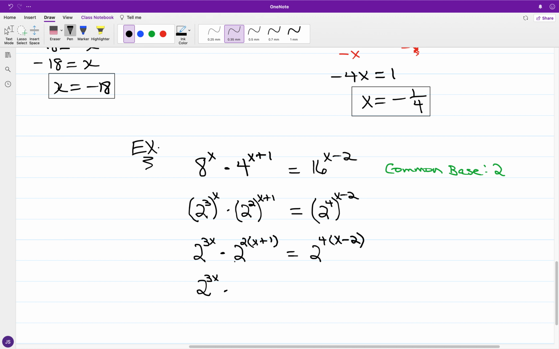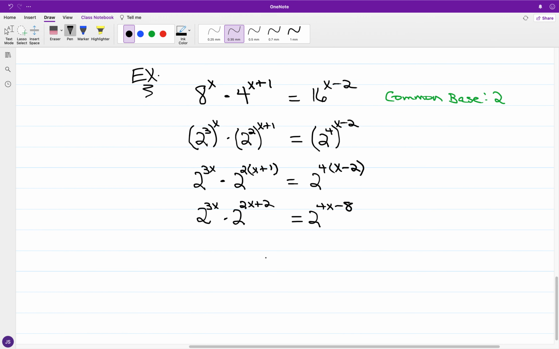So we got 2 to the 3x, times 2 to the 2x plus 2, is equal to 2 raised to the 4x minus 8. And if you notice, we have multiple base 2 terms, but I want one base 2 term on each side. So I can consolidate into 1 by taking the product property, which involves adding the exponents together.